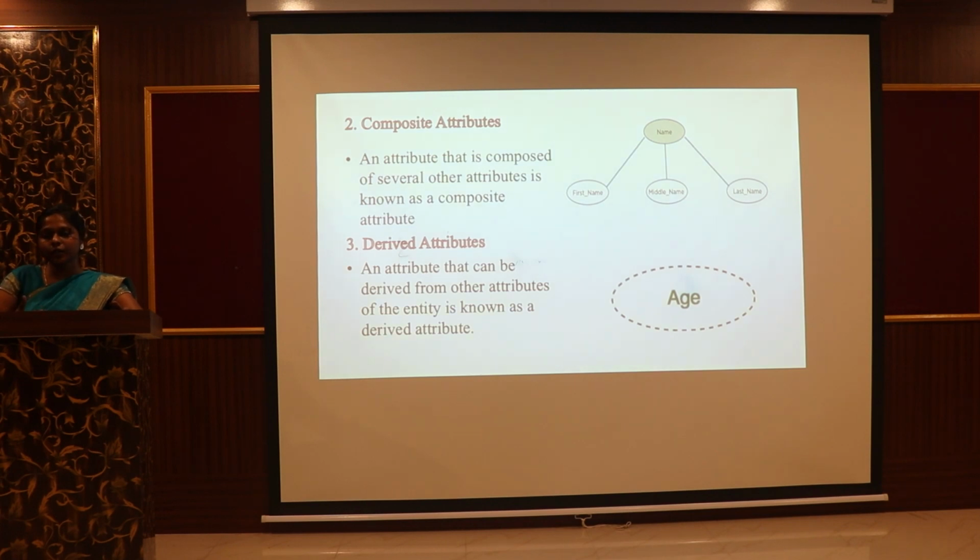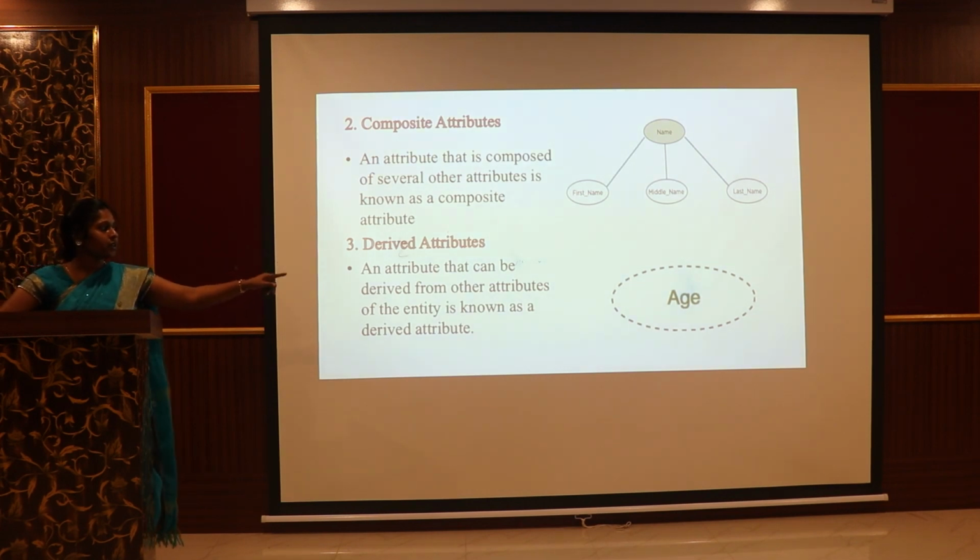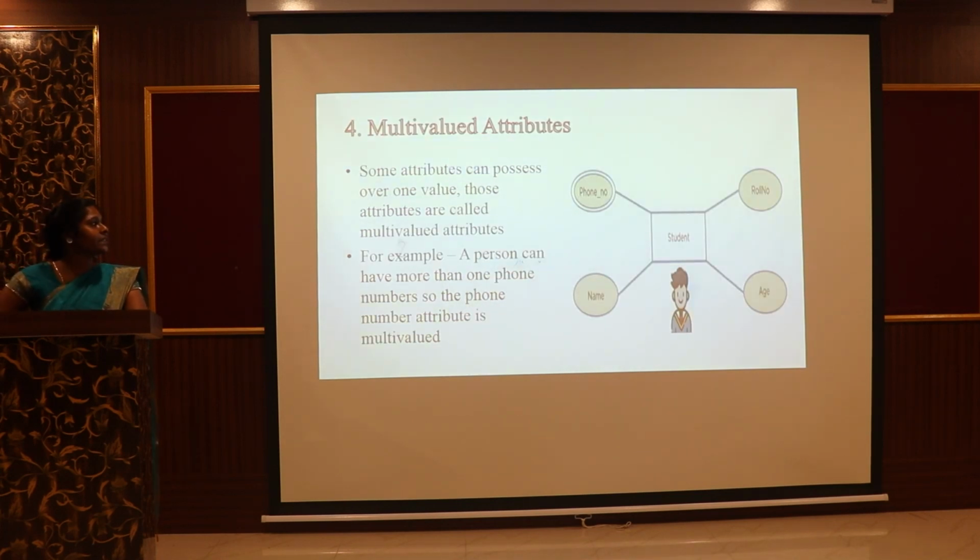Similar to that, what is derived? Derived attributes are the attributes which are derived from other attributes. For example, age. Date of birth is also an attribute, and from date of birth we are deriving age. So that is called a derived attribute. Derived attributes are always denoted in a dotted-line oval shape. And the fourth one is multi-value attributes.